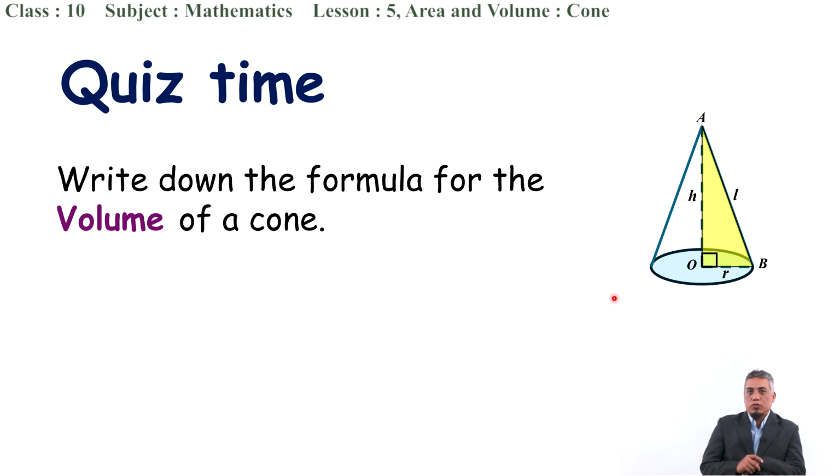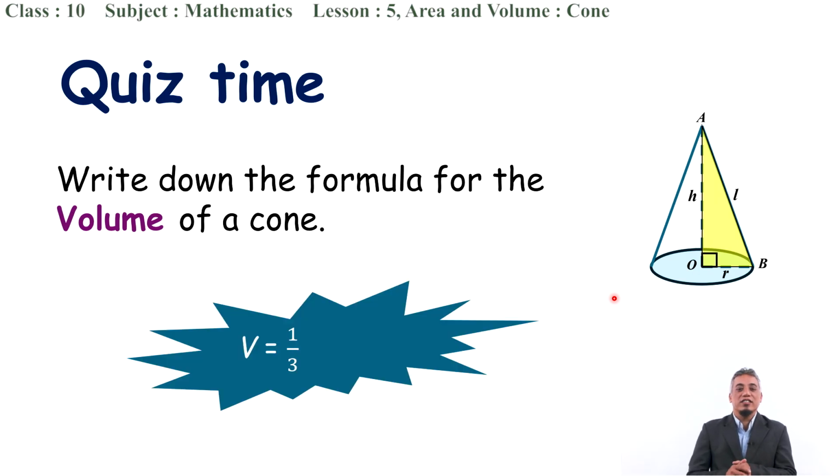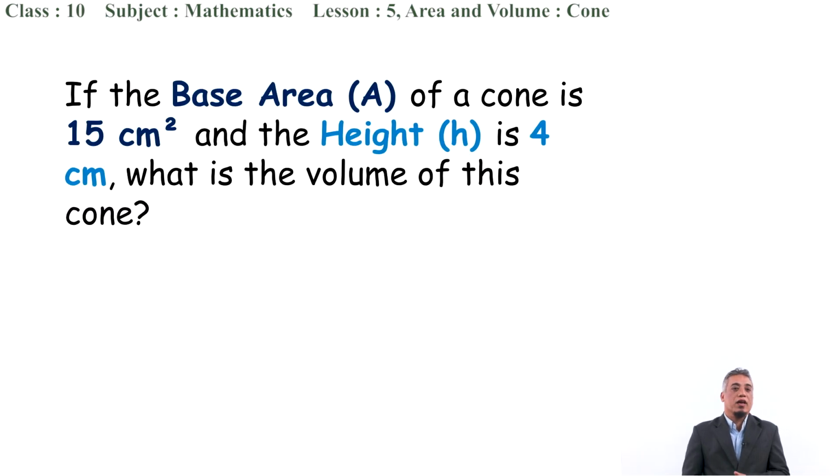Okay. Now let's take some quiz. Write down the formula for the volume of a cone. Yes, just before we have discussed, you are correct. Your answer is V equals 1/3 pi r square h. Okay. Next question goes like this.